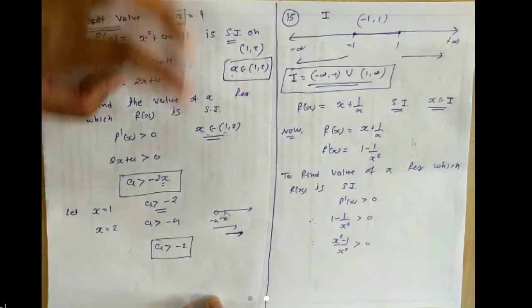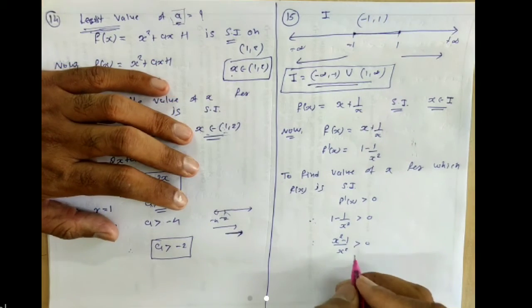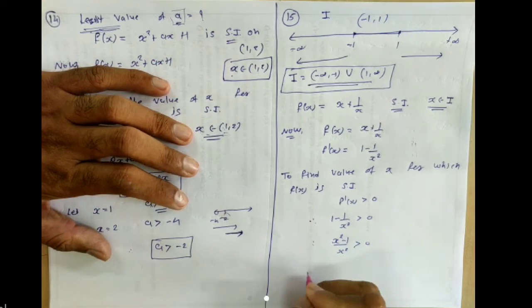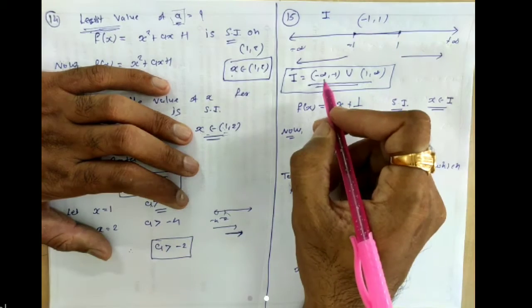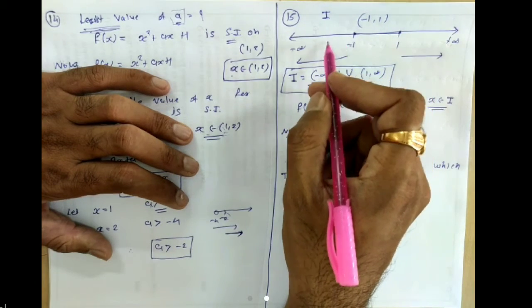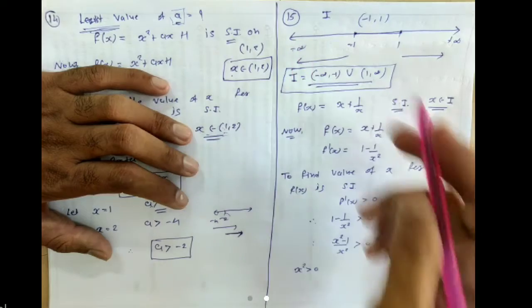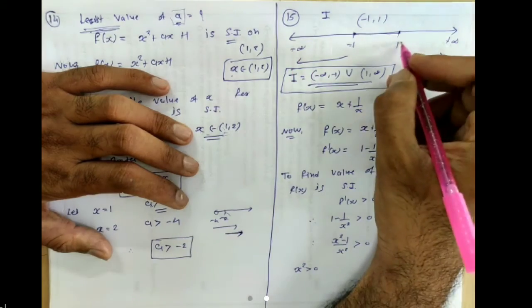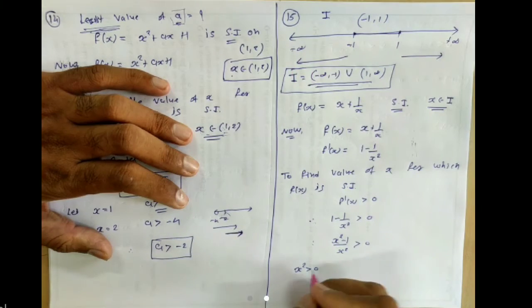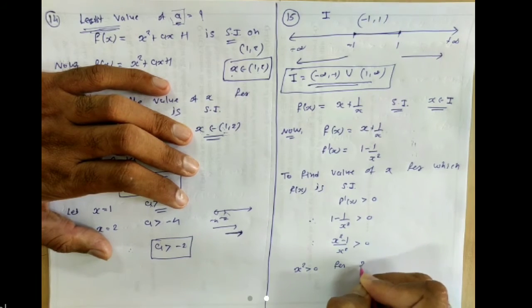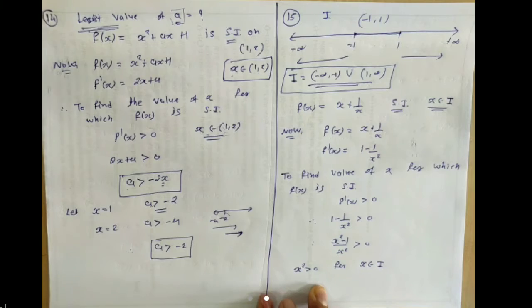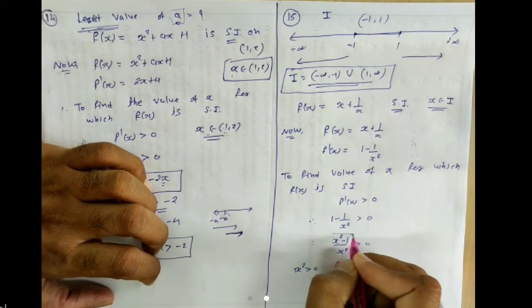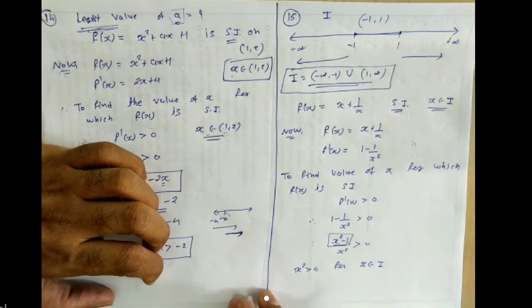So for this to be greater than 0, we can say that for any value of x, this x square is always greater than 0. Right? Whatever value of x you put from the interval, put a negative value, -1, -2, -3, -4, -5, -6, it will always be greater than 0. For 1 to infinity, it is always greater than 0. So x square is greater than 0 for any x belongs to I. You have to check the condition only for the numerator, x square minus 1.